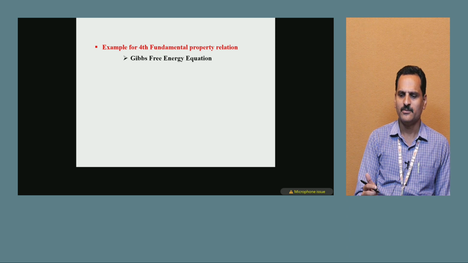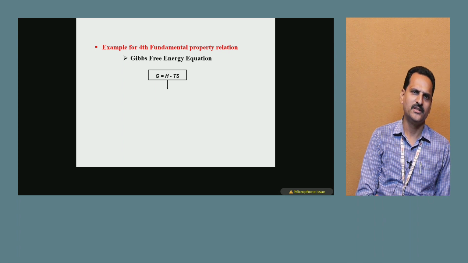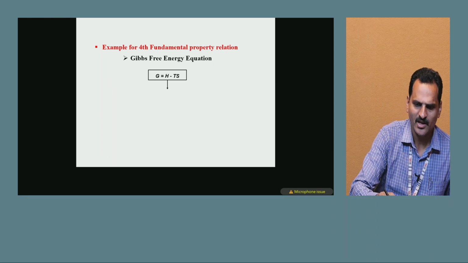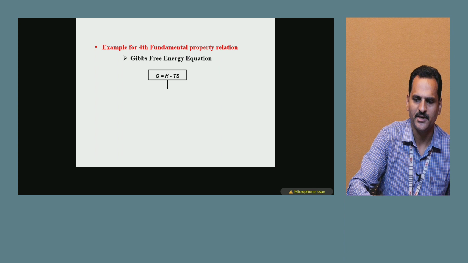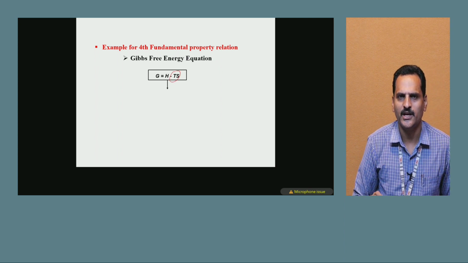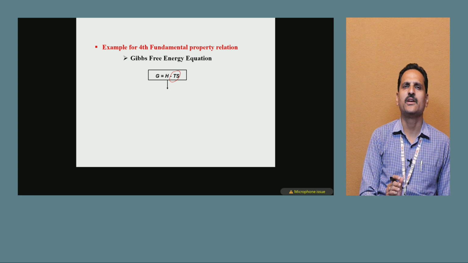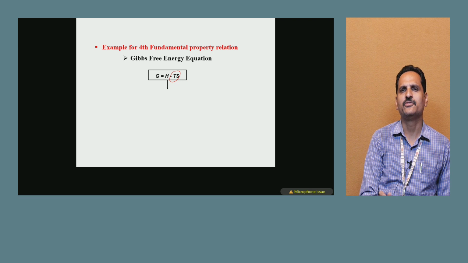So the fourth fundamental property equation is called Gibbs free energy. So let's see the mathematical statement of the Gibbs free energy. G is equal to H minus TS. What is H? Enthalpy. What is minus TS? This is called free entropy energy. That means if you subtract the entropy energy from the total enthalpy, we can get Gibbs free energy. Minus TS means free from entropy.